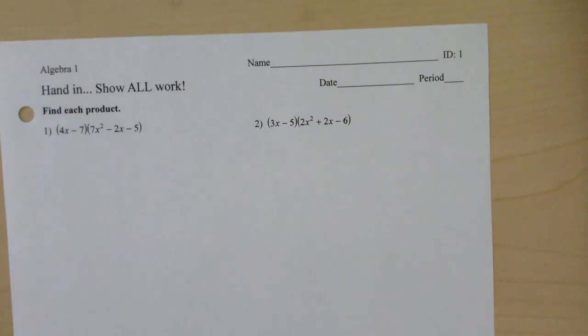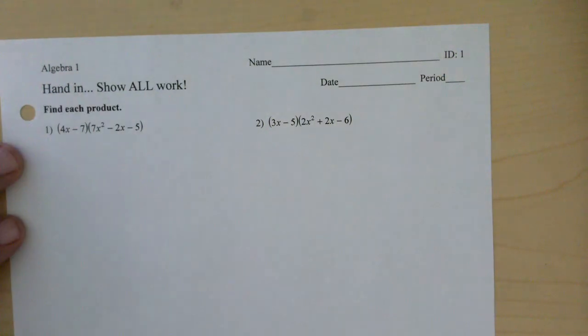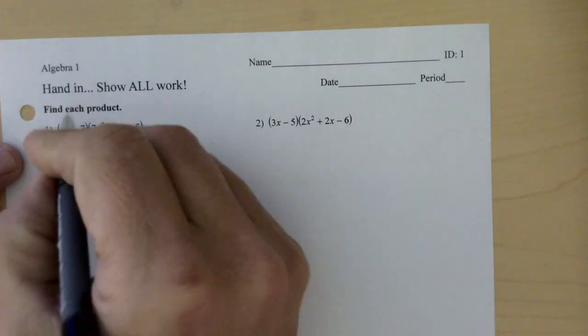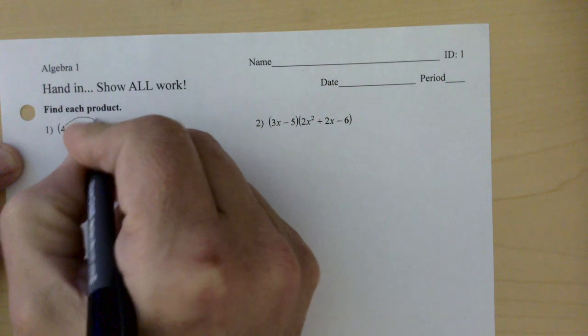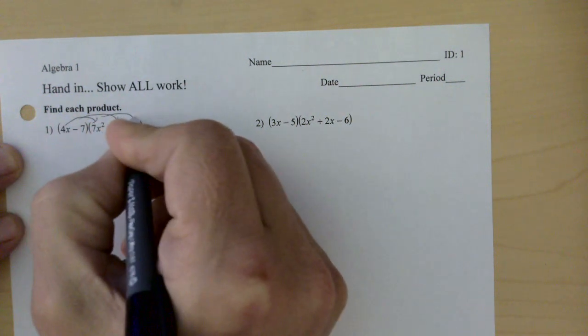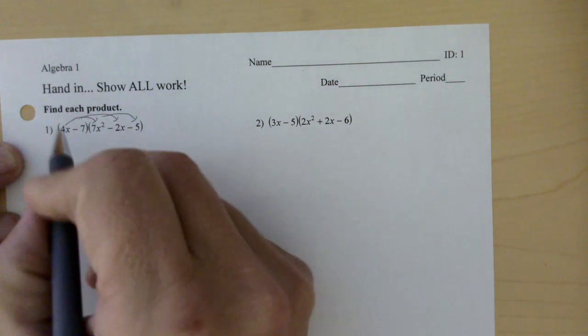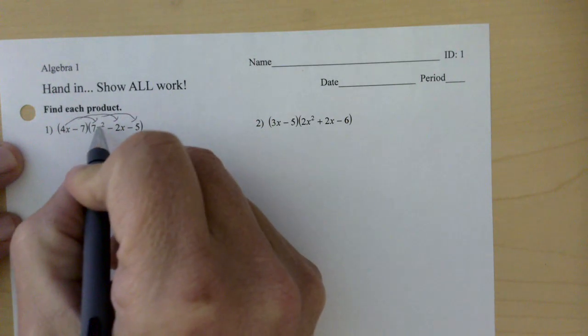I'm just going to show you a slightly different method. We're just going to use the distributive property. But if you like the box method and you get the answers using a box, by all means, you can use a box. But let me see if this makes sense to you. When you have a binomial times a trinomial, I'm going to distribute this first term to all 3 terms of the trinomial. Okay, so I'm going to take a 4x times 7x squared.